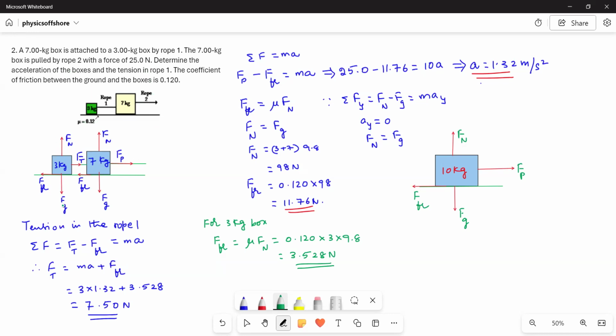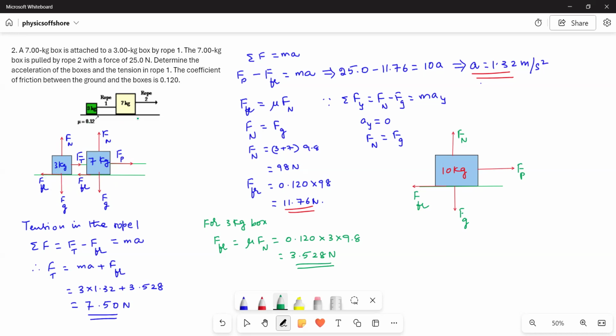Here is the free body diagram. This is the force of pull and this is the tension. And then normal force and gravity are acting vertically upwards and downwards. And then friction in the negative x direction. Okay, this is the individual free body diagram for both the objects.